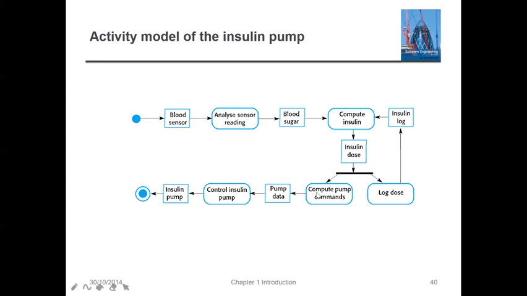Once the command gets activated, you are going to send these pumping data values, and you are going to control all these insulin pump values to your insulin pump. This is the activity model through which we are going to send the data values for the patient. So you have to draw this kind of diagram. This is the activity model for your insulin pump.